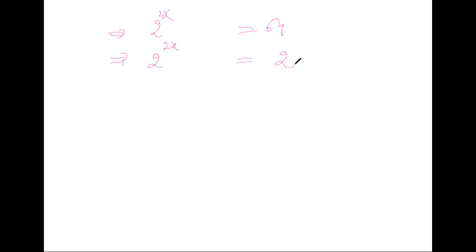You are not getting my question. See students, 2 raised to power 3 is 8. 2 raised to power 4 is 16. So tell me, 64 means 2 raised to power what? 2 raised to power 6. Good. So now here it is 2 raised to power 2x is equal to 2 raised to power 6. Now bases are same, hence the powers are also same. So this way x comes out to be 3.